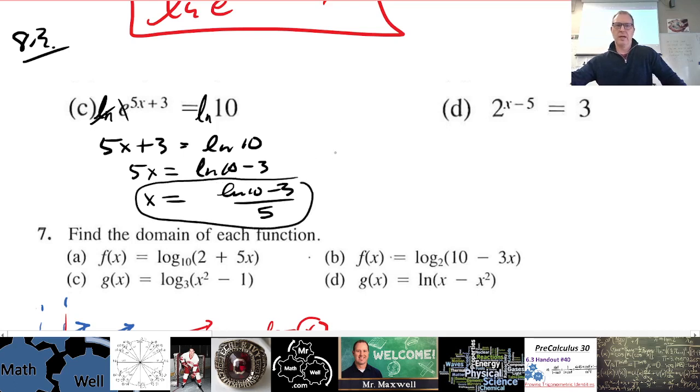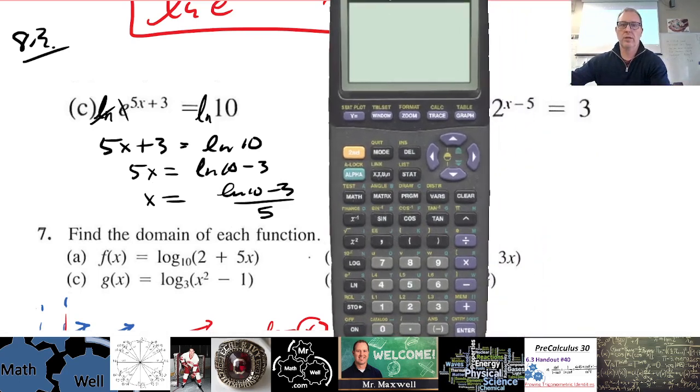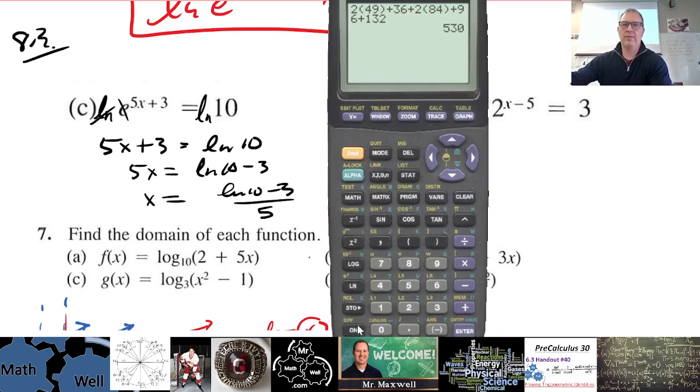No, sorry, the question asks for decimal places. So we'll have to plug that into our calculator. No problem, the calculator doesn't mind doing the heavy lifting here. All right, so ln of 10 minus 3, and we'll make sure we pay attention to our brackets closely there, divided by 5. Does that look like the answer you're expecting? Yes, negative 0.13948?